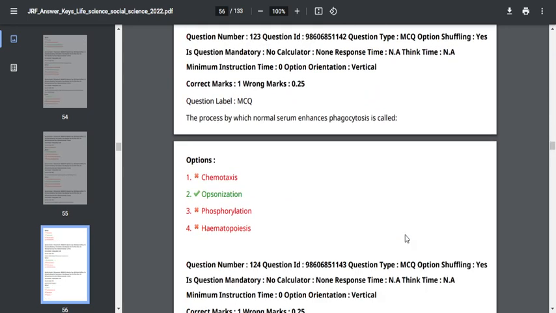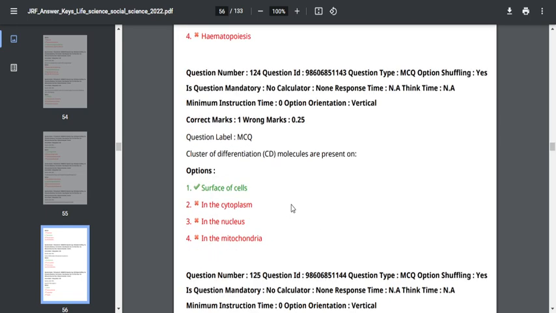The process by which normal serum enhances phagocytosis is called opsonization. Opsonization is an innate immune response. The process is handled by a protein called opsonin, which tags a foreign pathogen for elimination by phagocytosis. Without opsonin, there will be a repulsion between the cell wall and the phagocyte. That's why opsonization is very important to enhance phagocytosis. Opsonins break the repelling force existing between the cell wall of the pathogen and the phagocyte.